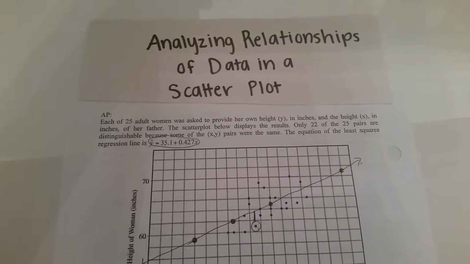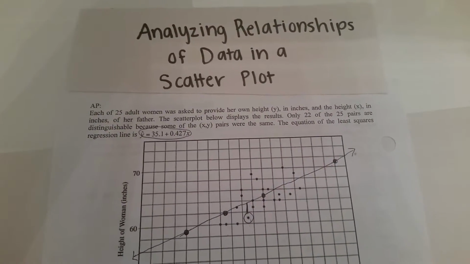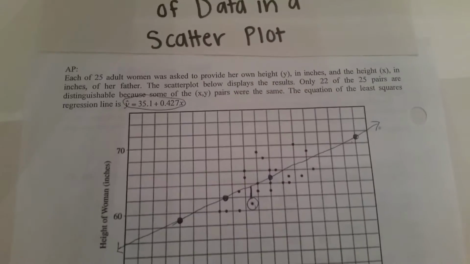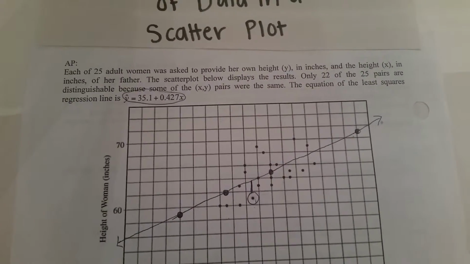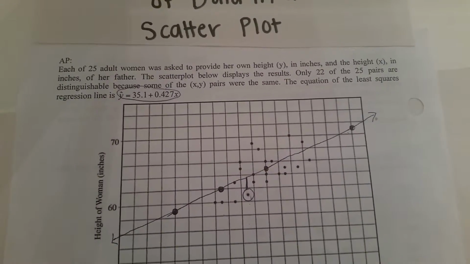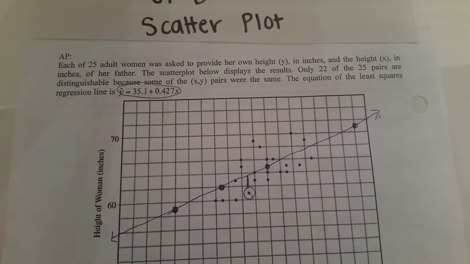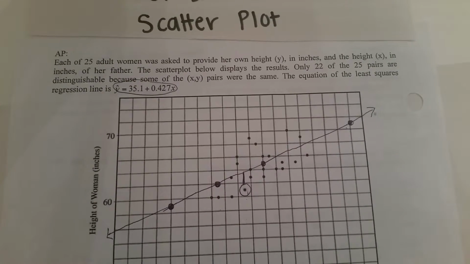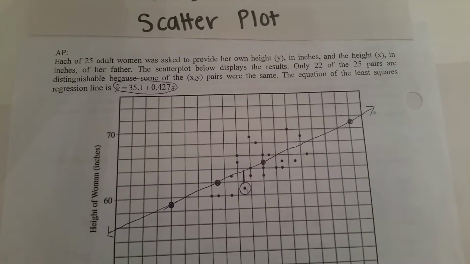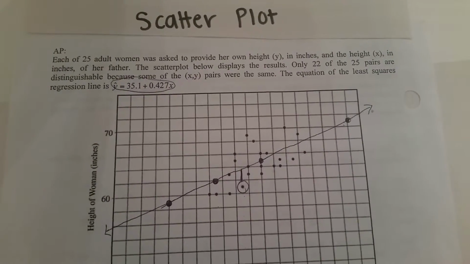So in today's video, we will be analyzing relationships of data in a scatter plot. Each of the 25 adult women was asked to provide her own height y in inches and the height x in inches of her father. The scatter plot below displays the results. Only 22 of the 25 pairs are distinguishable because some of the xy pairs were the same.